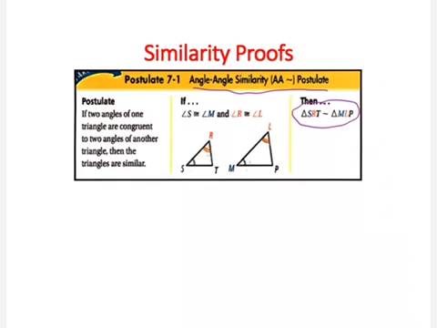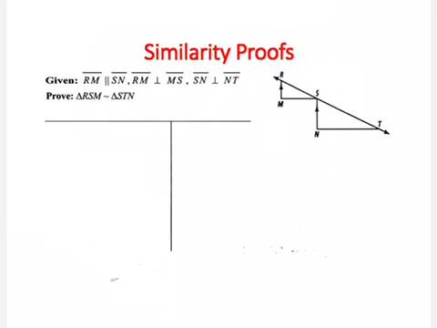So let's see this with a proof of our own. Here we're given that RM is parallel to SN and RM is perpendicular to MS and SN is perpendicular to NT. We're asked in this case to prove that triangle RSM is similar to STN. So the first step here would be to restate the given.